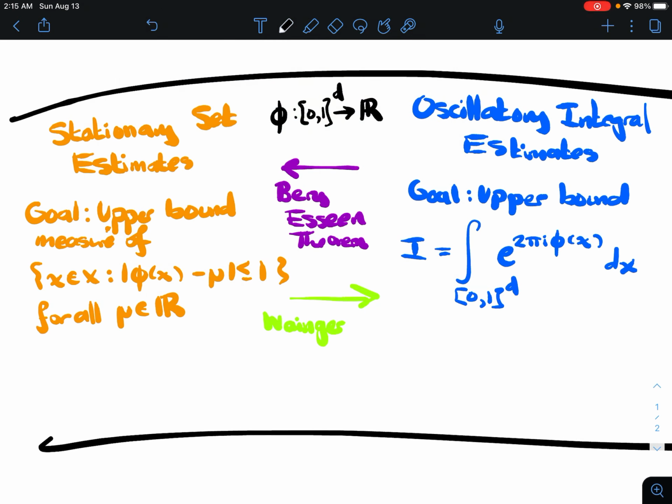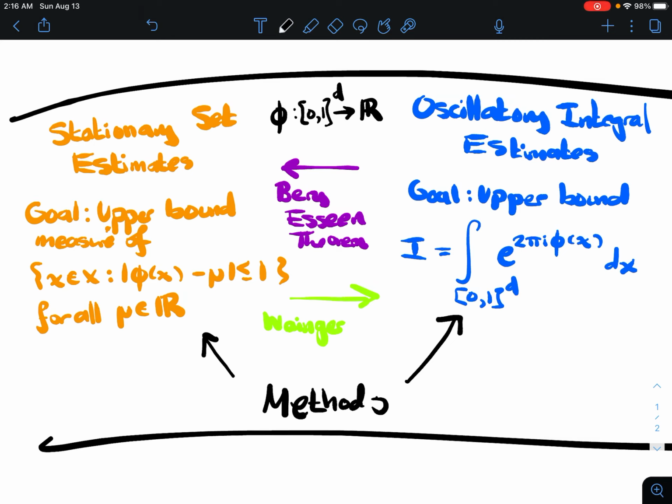Generally, converting the left-hand side to the right-hand side has been seen to be something that we should expect. For instance, there are many methods which allow you to get stationary set bounds and also allow you to get oscillatory integral estimates. They don't convert one to the other as a black box, but it has been a heuristic in the literature for quite a while that any method that can solve one problem can probably be adapted to solve the other problem.